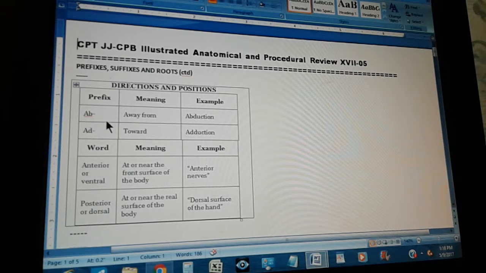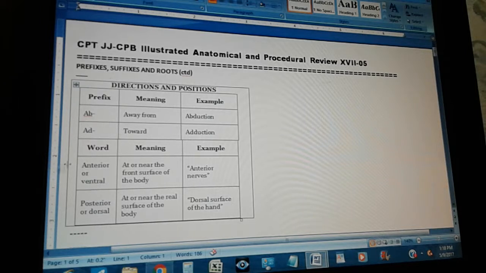Directions first. The prefix is ab, the meaning is away from. And the example would be abduction. Abduction is to take something away from, right? Now the prefix is ad, and what does it mean? It means toward. Which means adduction will be take something toward something, not away, but toward, right?